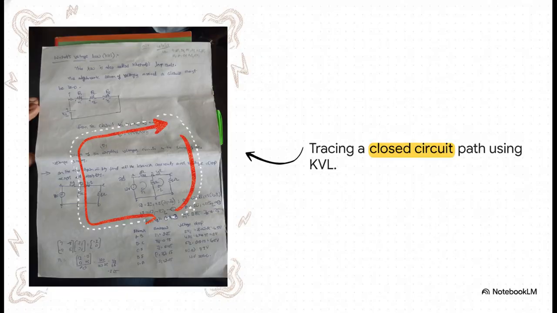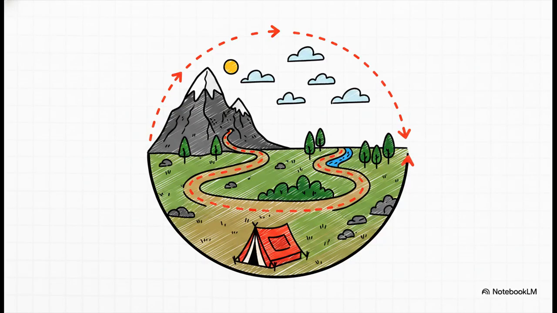Building on that, notice the looped circuit drawing right here in the notes. This closed rectangle represents our second fundamental rule, Kirchhoff's voltage law, or KVL. Notice how it traces a complete path from the voltage source, through the resistors, and right back to where it started. KVL states that the algebraic sum of voltage drops around any closed path or loop must be zero.